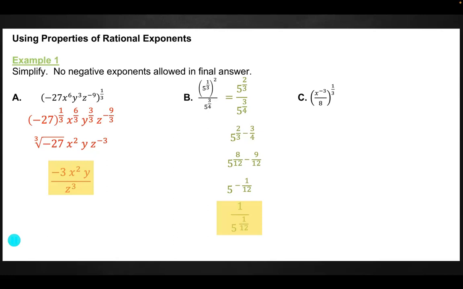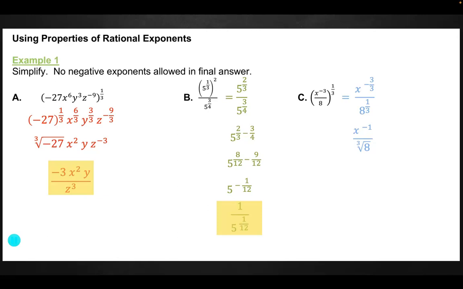Okay, in letter C, again, we've got some powers that are raised to an exponent here, so let's go ahead and take care of that. So I'm going to take that negative 3 in the numerator, multiply it by that 1/3 that's on the outside. Also, the 8 has an exponent of a 1, so I'm going to multiply that 1 to the 1/3, which is just 1/3. I'm going to simplify my numerator. So I have x to the negative 1, and then I'm going to rewrite to help me evaluate 8 to the 1/3, which is just the cube root of 8.